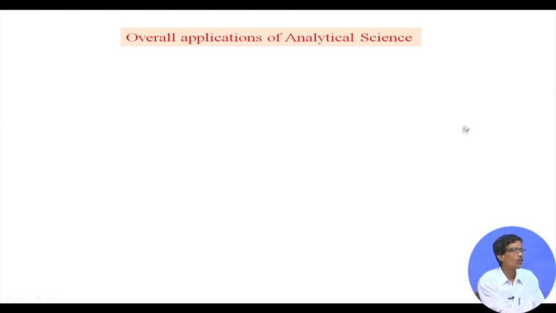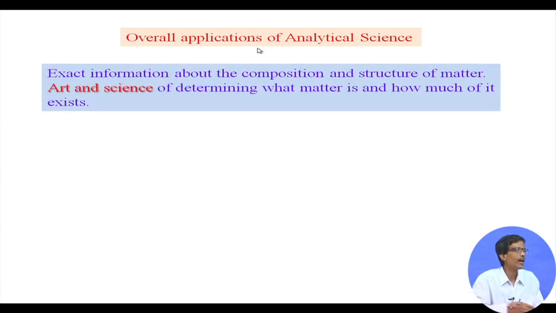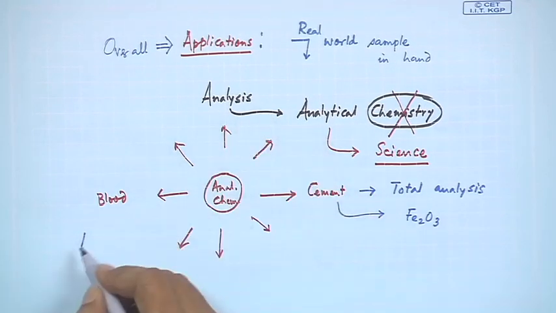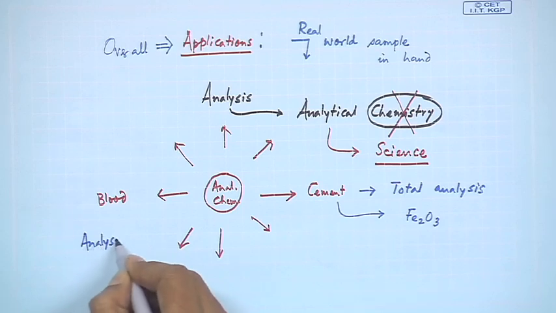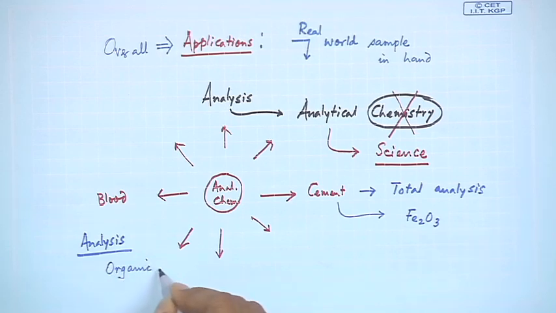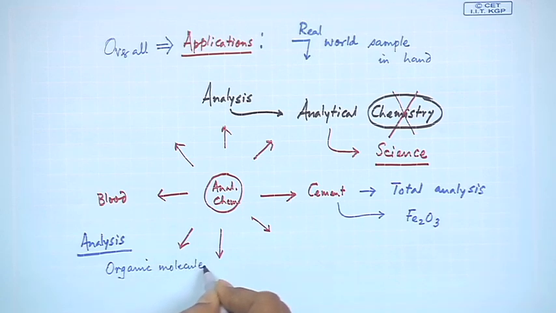So, if you go for this overall application, what we get is the exact information about the composition and structure of the matter. Initially you get the composition, that means the percentages we require to know. Again, we are talking about analysis. And suppose we have a small organic molecule we have prepared in the laboratory. So, what can we go for? The first analytical chemistry we can apply to know that organic molecule.